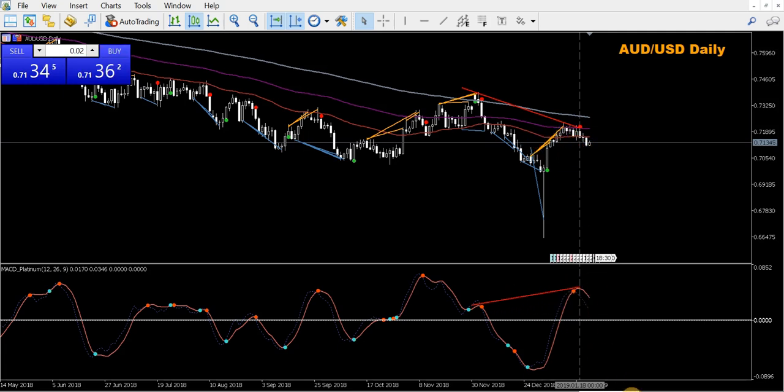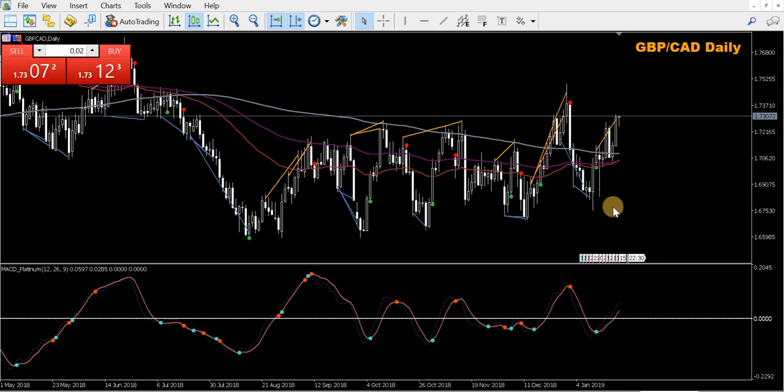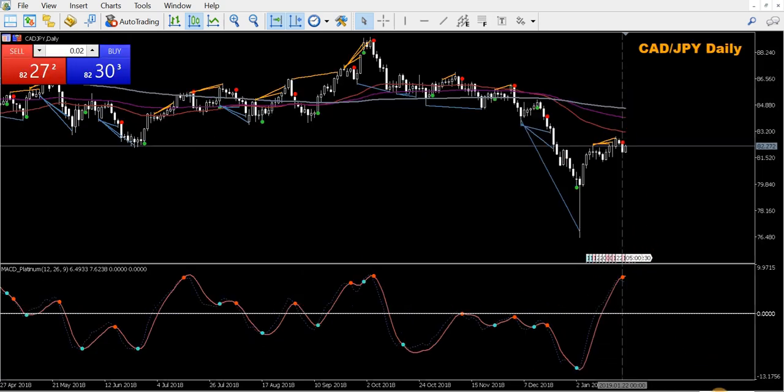You can see the divergence there, it's all marked. So it doesn't take long to mark these charts up. Pound CAD, pound pairs going up by looks. CAD yen, now this one, there's a sell signal this morning.